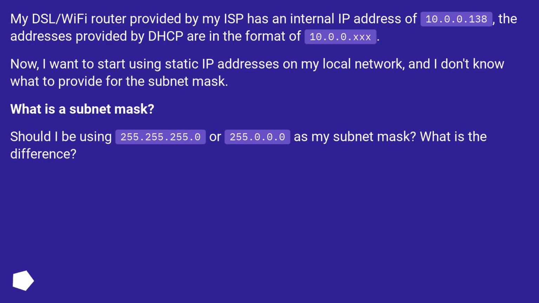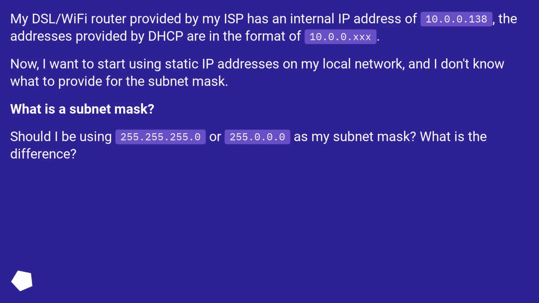My DSL/Wi-Fi router provided by my ISP has an internal IP address of 10.0.0.138. The addresses provided by DHCP are in the format of 10.0.0.30. Now, I want to start using static IP addresses on my local network, and I don't know what to provide for the subnet mask.